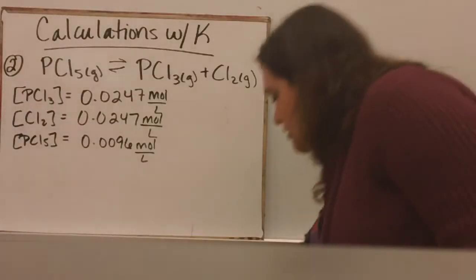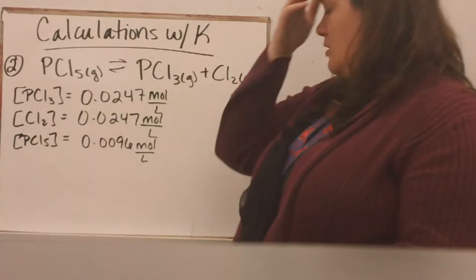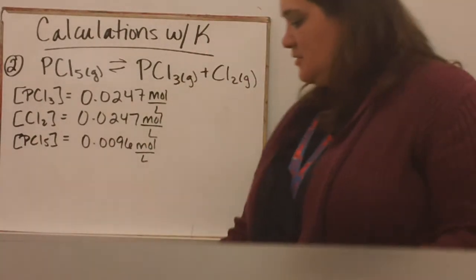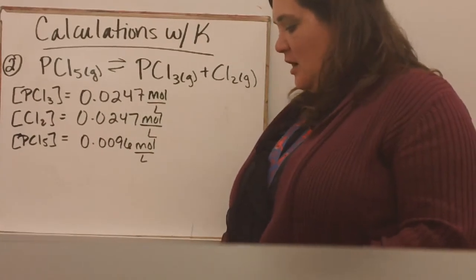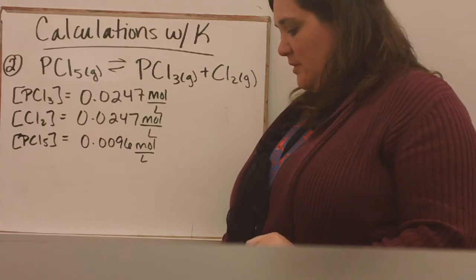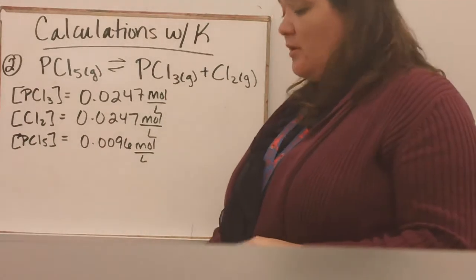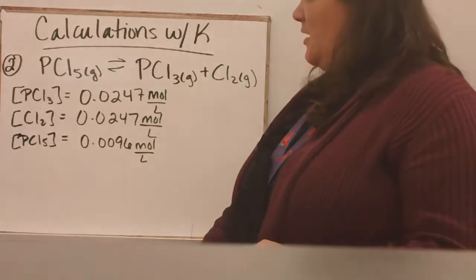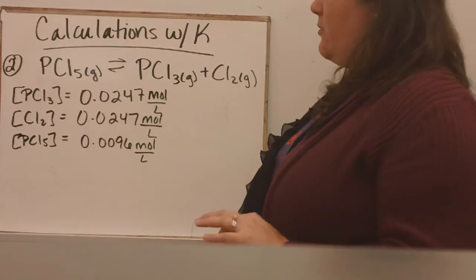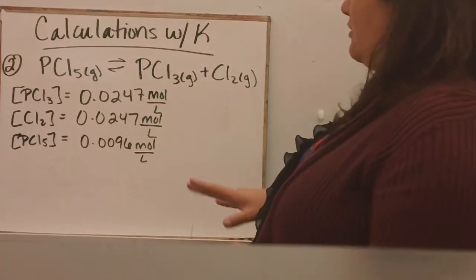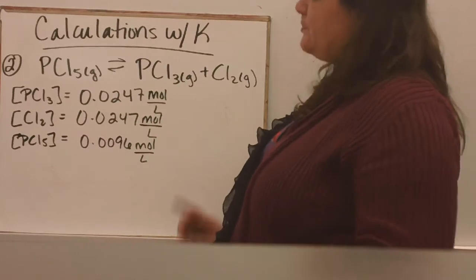Alright, so let's try some calculations. If we look at number 2 on your worksheet with me, you'll see the problem says the concentrations of the gases involved in the reversible reaction at equilibrium are known as the equilibrium concentrations. We cannot use initial concentrations. So we must always have equilibrium concentrations. And we'll talk in the next video about what happens when we don't have equilibrium concentrations. But for this video, we're going to focus on just the concentrations at equilibrium.